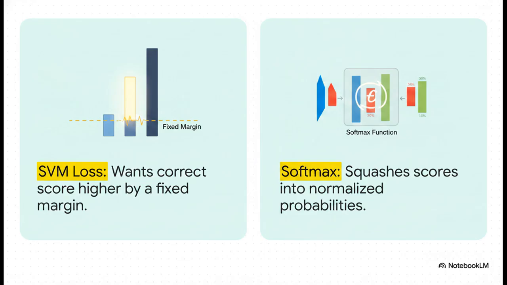But on the right, we have the softmax classifier. Softmax is way more demanding. It takes all those raw vector scores and squashes them into normalized probabilities between 0 and 1, ensuring they all add up to 100%. Softmax is never fully satisfied. It will keep tweaking the vectors, pushing the correct class closer and closer to a perfect probability of 1.